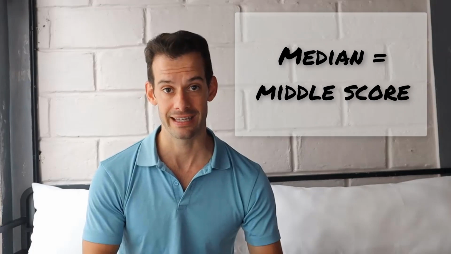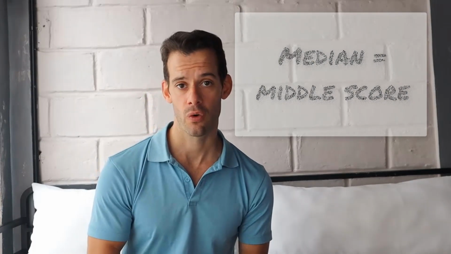So to find the median, we just line up all the scores in order, and then we find which score is in the middle. If we have an odd number of scores, then the median is going to be the score that's right in the middle. So if we had 5 scores, let's say 1, 3, 5, 7, and 9, then our median would be 5. There's 2 scores below that, and there's 2 scores above that.